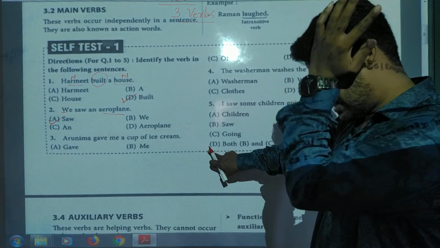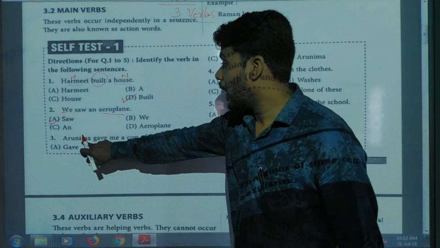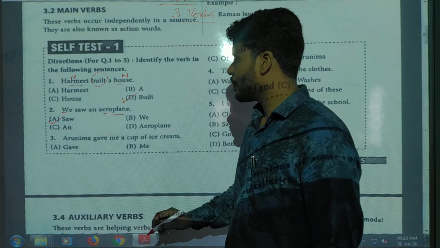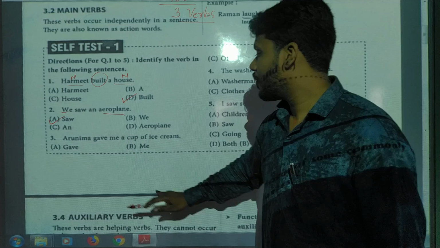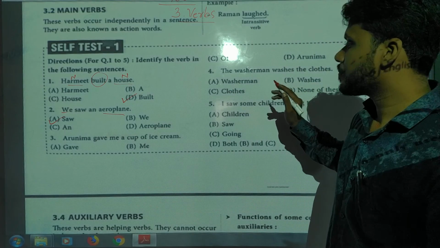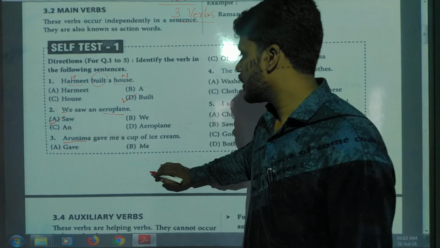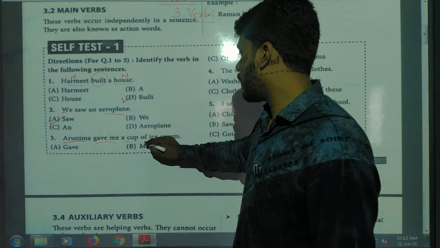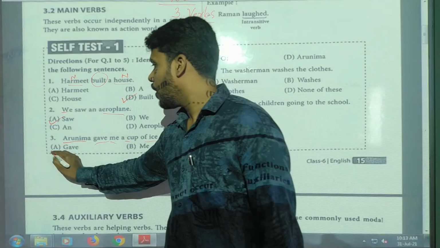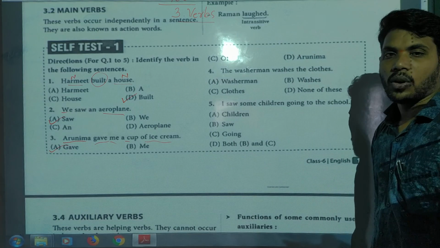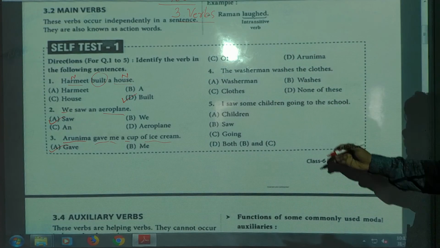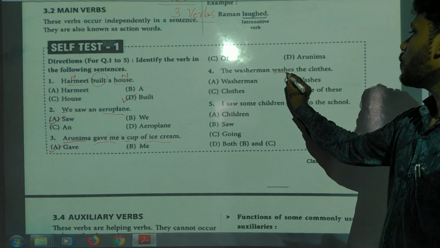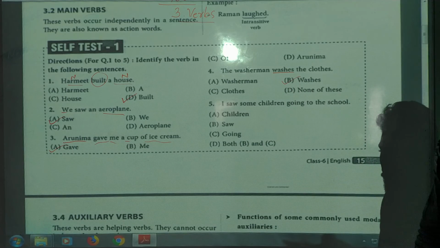Next, third one. Arunima gave me a cup of ice cream. In this sentence, what is the verb? Which word is the verb? Gave, me, or Arunima? Which one? Arunima is the name and subject. Gave is a verb. Me is a third person. And cup of ice cream is a noun. So which one? Option A. Second, third also option A is correct. Next, fourth one. The washerman washes the clothes. So what is the verb here? Washes. So option B. Understand?